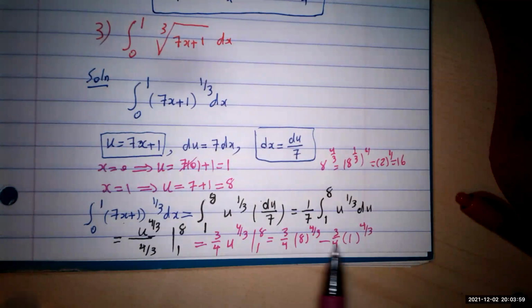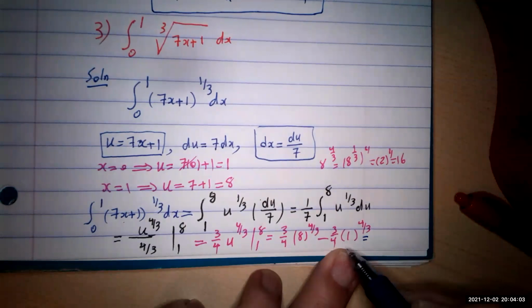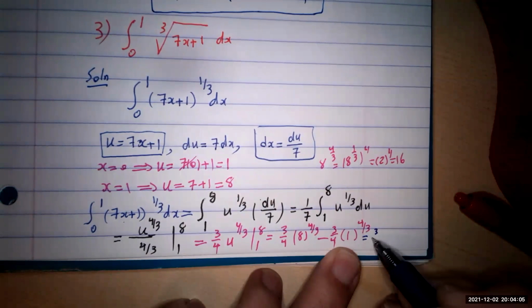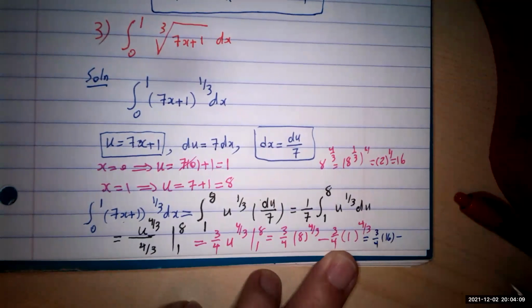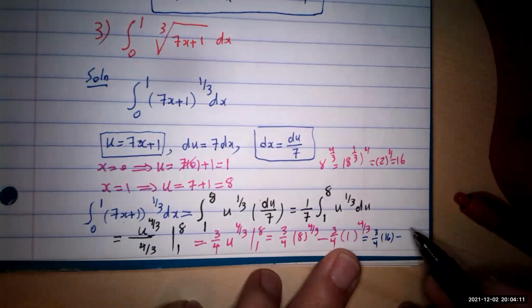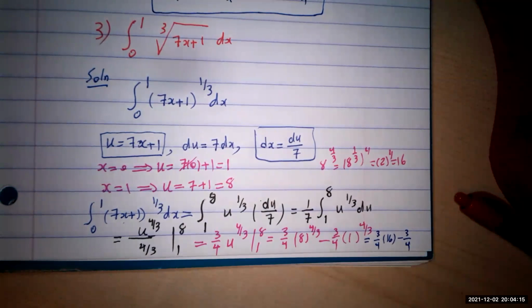So this is going to be equal to 3/4 times 16 minus 1 to any power, which is 1, so minus 3/4. 16 times 3 is 48. 48 minus 3 is 45. So that gives me 45/4, the final answer.